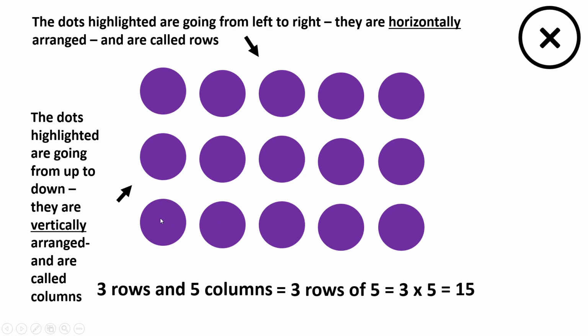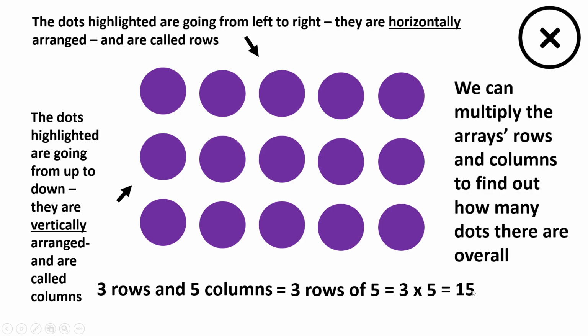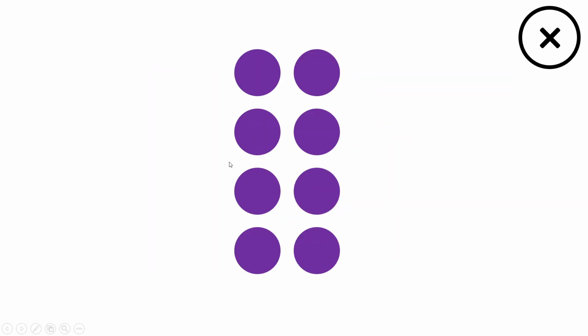So we can say that there are 3 rows of 5. See here, 1, 2, 3, which means that we're basically doing 3 times 5. This is because we can have one column here of 3 and we're timesing it by 5. Or you could also write it the other way. We have 5 columns and we're timesing it by 3 to get 15. So, using the outer dots, we can multiply these to find out how many dots there are overall. So let's have a look at another array and use this again.